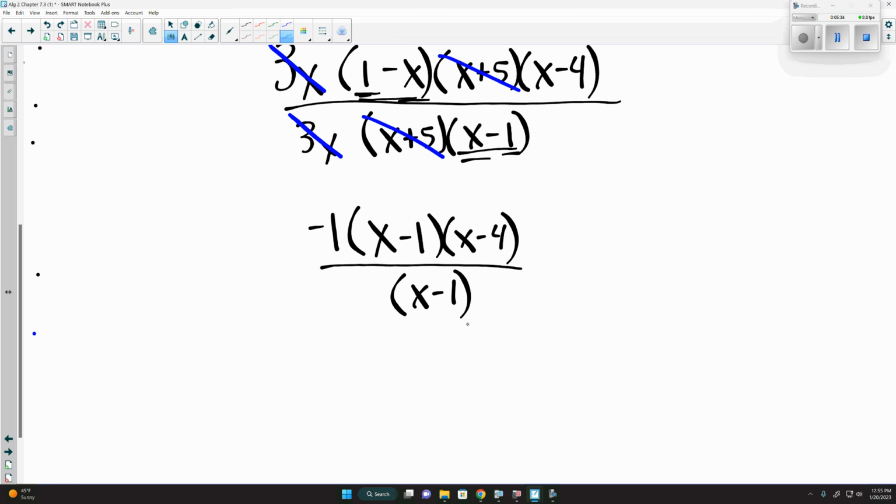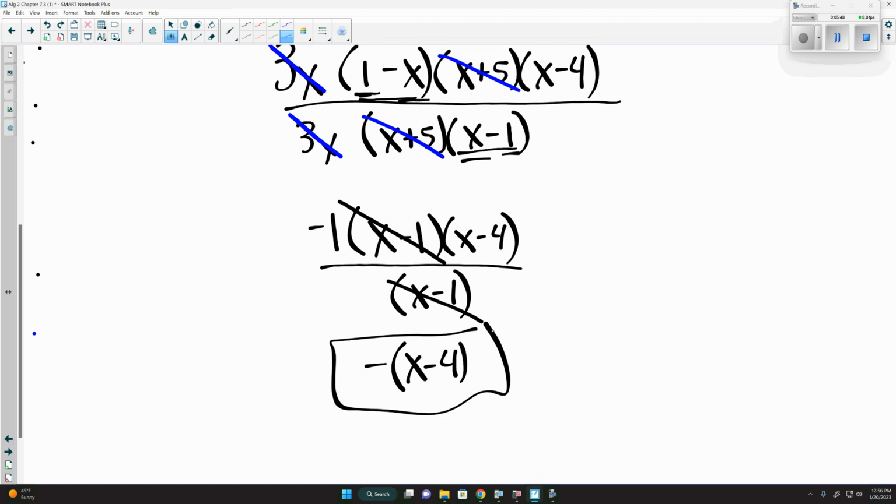Now are they the same? So if both signs are flipped, we can pull a negative out and get them to be the same. Because now they will cancel, leaving us with negative x minus 4.